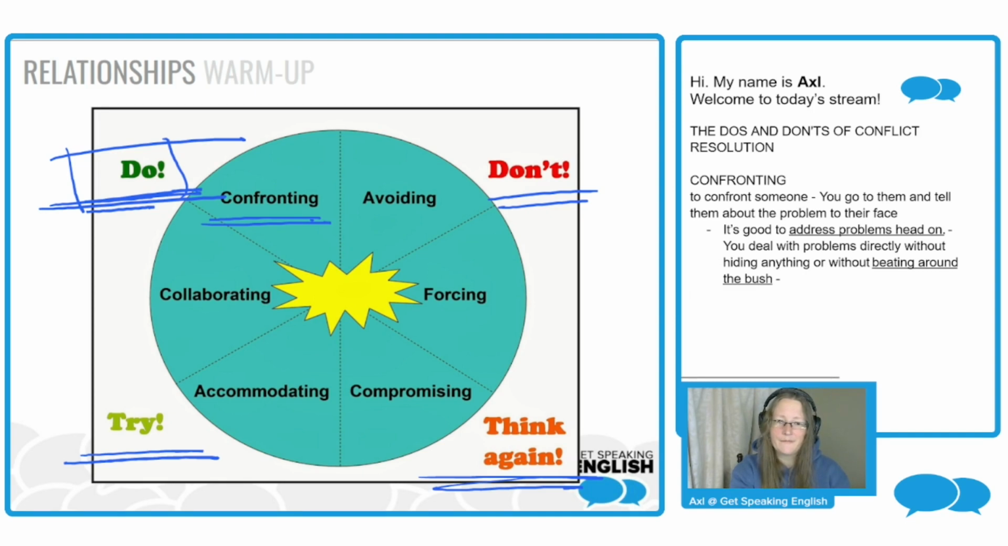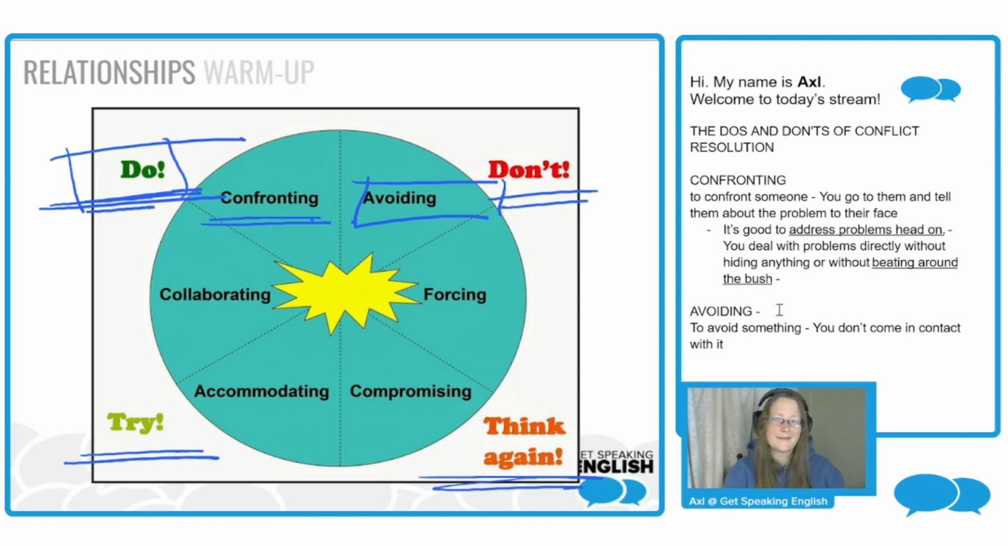Then we also have over here, we have avoiding. So, what does it mean to avoid? If you avoid something, this essentially means you don't come in contact with it, right? And in this case, when we're talking about conflict resolution, you don't bring it up because you don't want to create conflict, right? So we sidestep the issues, or we beat around the bush, like we just said earlier.